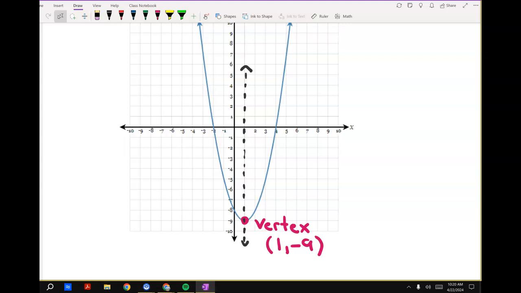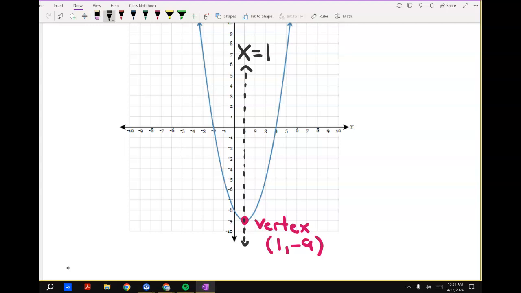So since it's a line, we want to write it as an equation, so not as a point. To write something as an equation of a vertical line, we talked about this back in chapter 3 maybe. It's an x equals, and then whatever value you pass through on your x-axis. So you pass through a 1, so our equation for our axis of symmetry would be x is equal to 1.